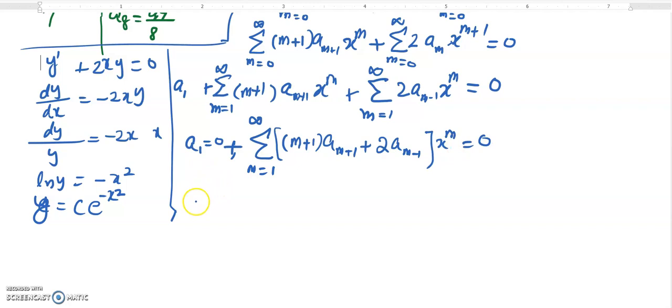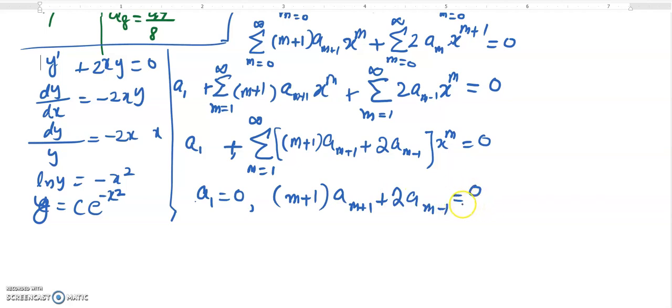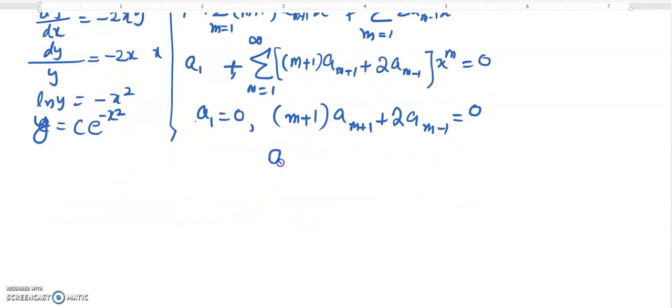So for this equation to hold true, a1 should be equal to 0, and then this term in the bracket should also be equal to 0. So m plus 1, a m plus 1, and plus 2 a m minus 1 equal to 0. Okay, so in this way, I can write a m plus 1 in terms of this: minus 2 a m minus 1, and then divided by m plus 1.